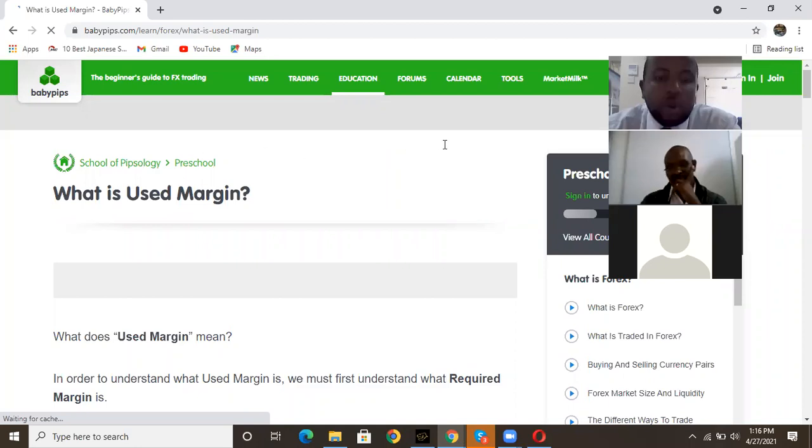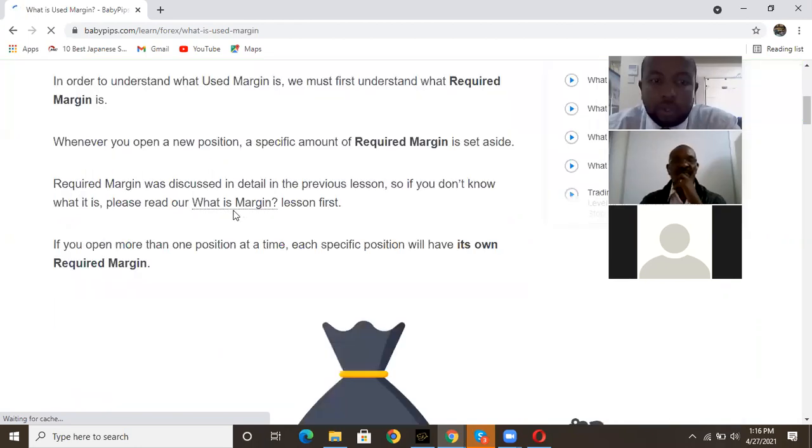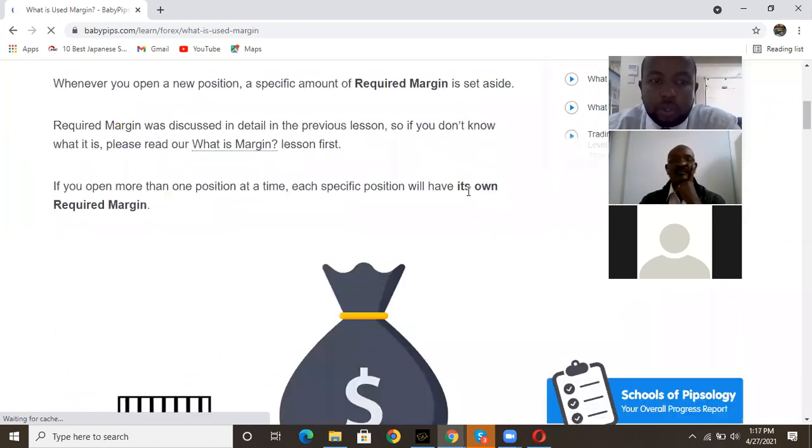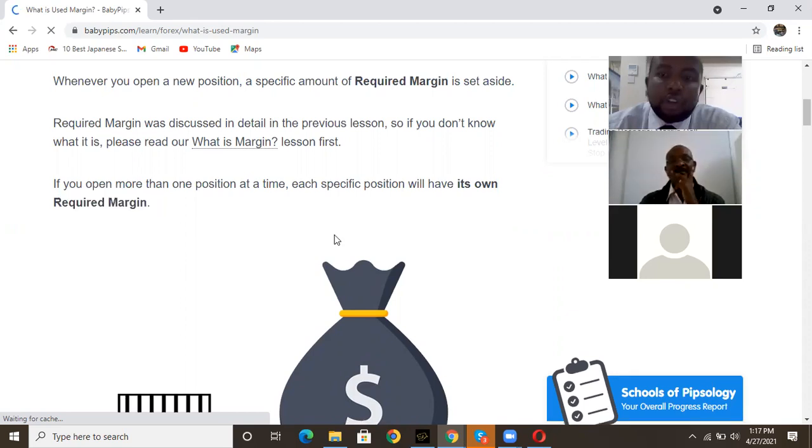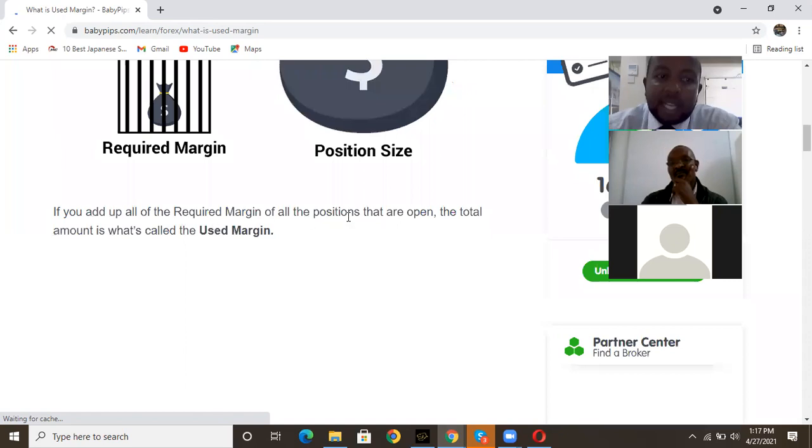Whenever you open a new trade, a specific amount of required margin is set aside. So required margin was discussed. If you open more than one position at a time, each position will have its own required margin. This is what I needed you to understand. If you open many positions, each will have a specific required margin to run that position. If you add up all of those required margins, now we have something called used margin.